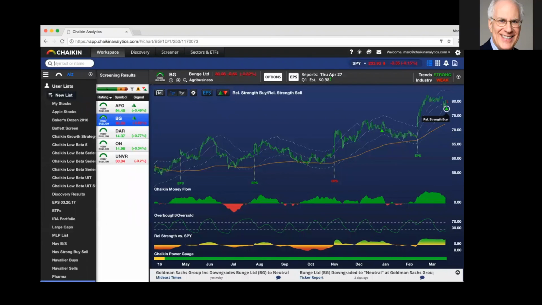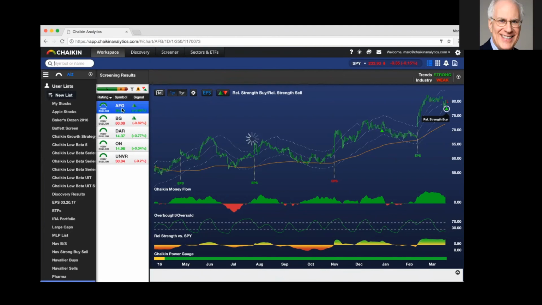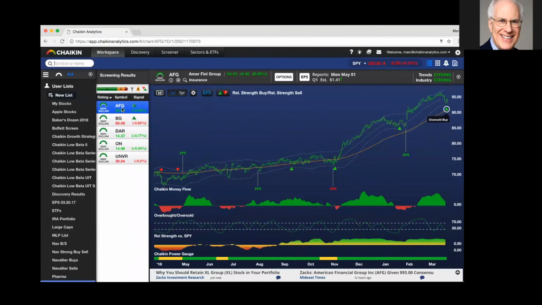So I've gone from a screener that had 27 names in it to one where there's 5 ideas, and I've zeroed in very quickly on one that's actionable. So you want to be buying this stock if you're following this discipline based on that. It could have been American Financial with an oversold buy signal. 8-day low, oversold, bullish power gauge rating. Very, very easy to go from the screener to an actionable swing trading idea.